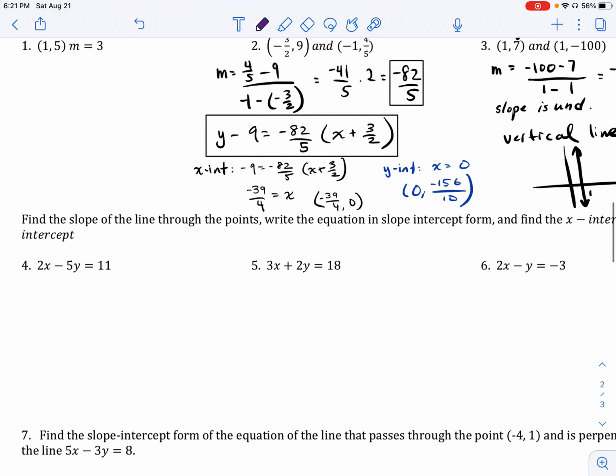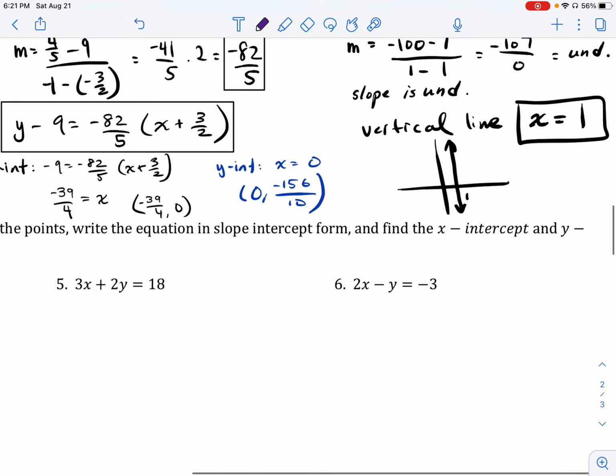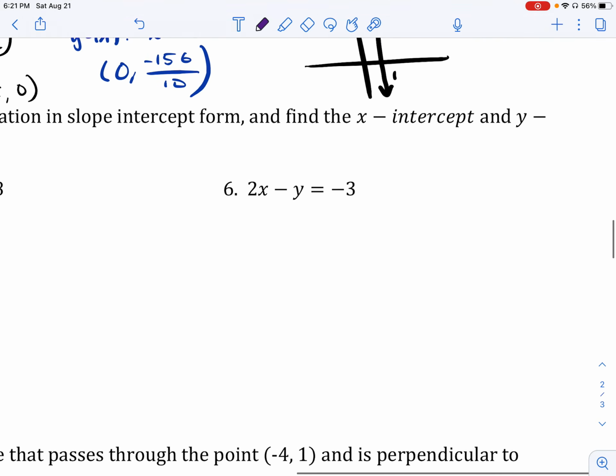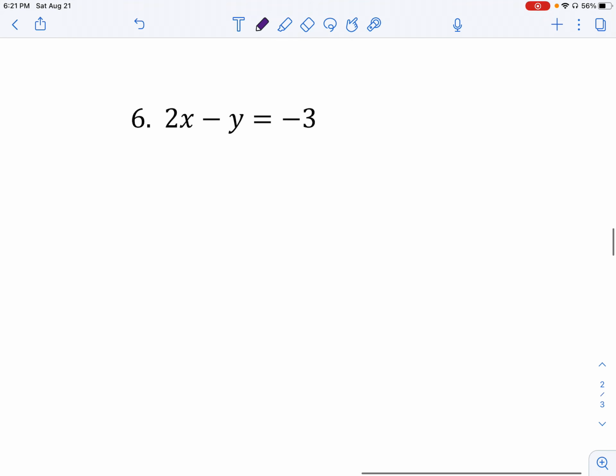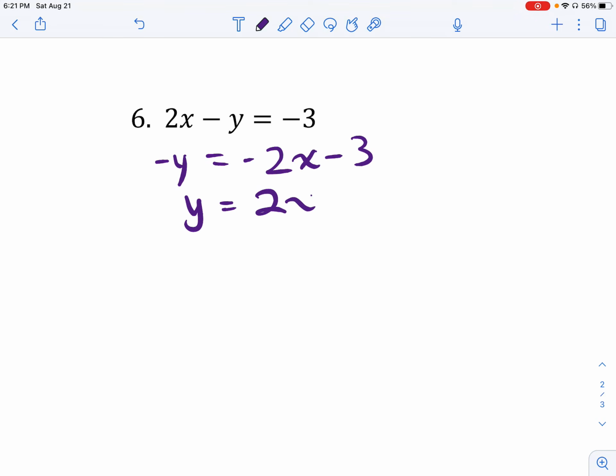Let's do one where we are writing the equation in slope-intercept form and then finding the x and y-intercepts. So let's just do, let's say, number 6 here. Let me zoom in on this. So again, we're going to find the equation in slope-intercept form and then find the x and y-intercepts. This should be pretty quick. So we're going to go ahead and write this as negative y is equal to negative 2x minus 3. Y is then equal to 2x plus 3. So that was pretty easy.